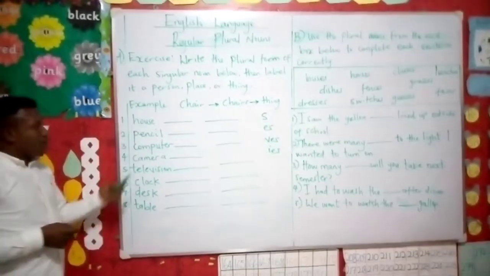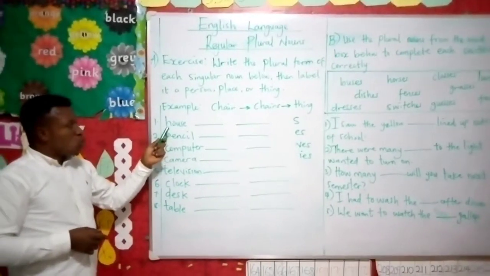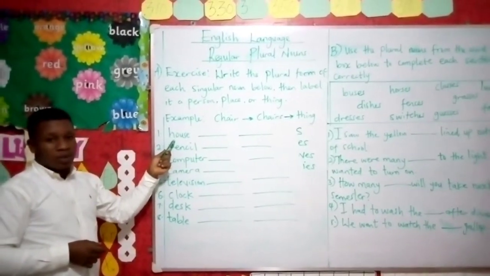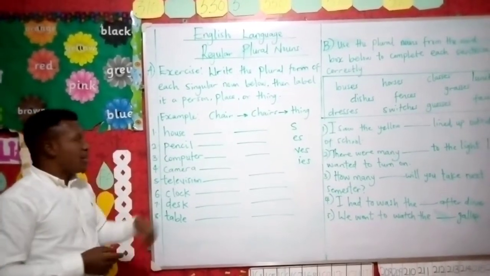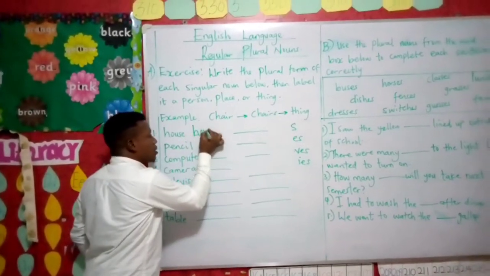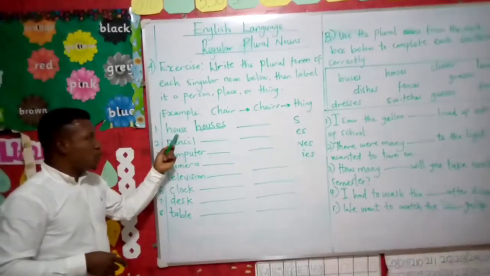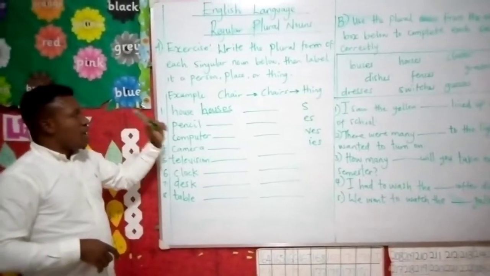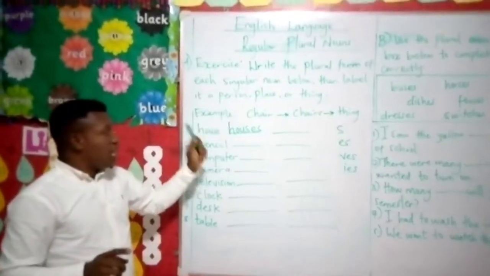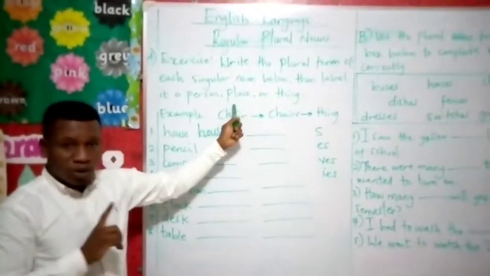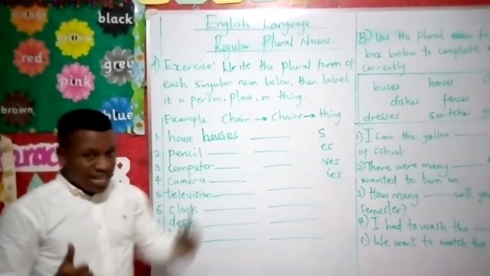Now let's do this together. House. So what's the plural form for house? Houses. House, houses. Is a house a person? No. Is a house a place? No. Is a house a thing? Yes.